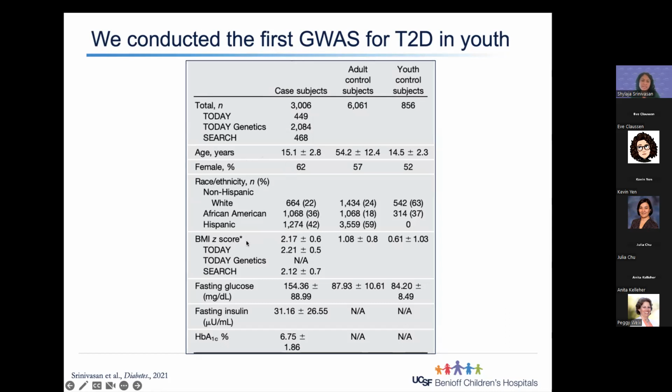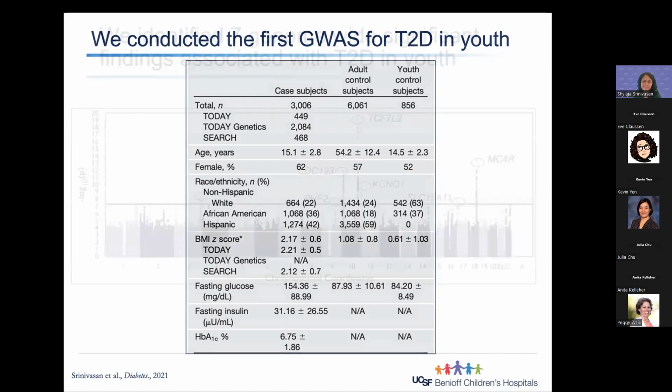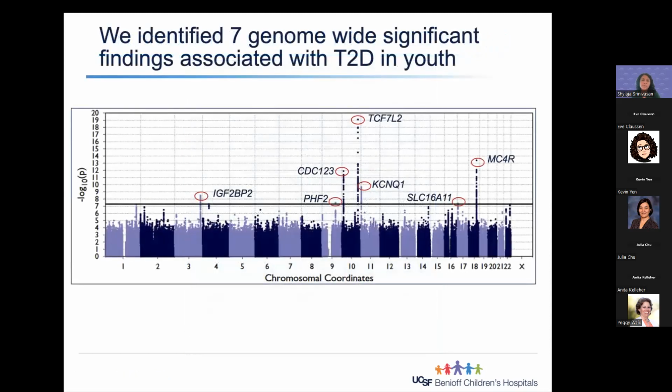The mean BMI Z-score shows that all of these youth cases were overweight or obese, as you can see here, and they had a high fasting glucose and an average A1C of 6.75%. In our genome-wide association study, where we're looking at associations of genetic variants across the entire genome, we identified 7 genome-wide significant variants associated with type 2 diabetes in youth.